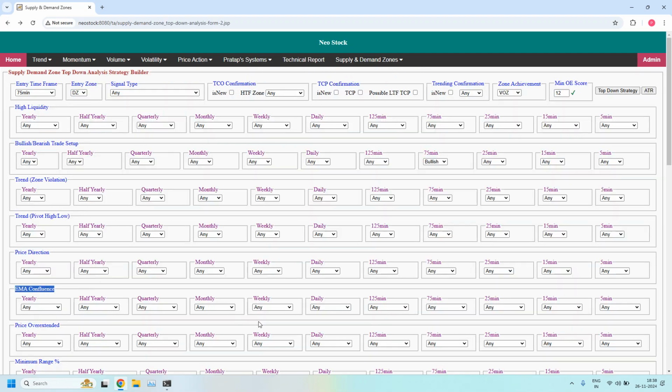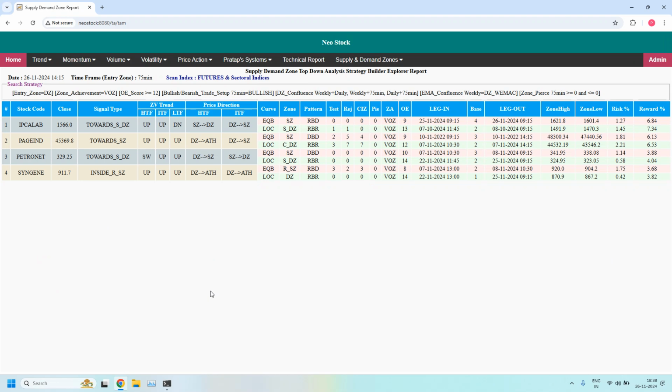In the EMA confluence weekly time frame, weekly demand zone having weekly EMA confluence filter is enabled. So 4 stocks are filtered. All these 4 are high probability setup 75 minutes demand zones.